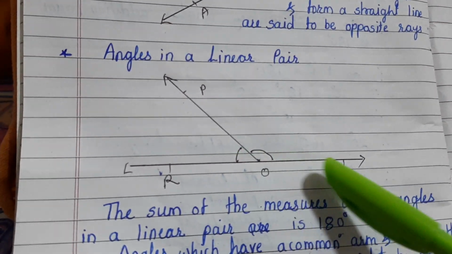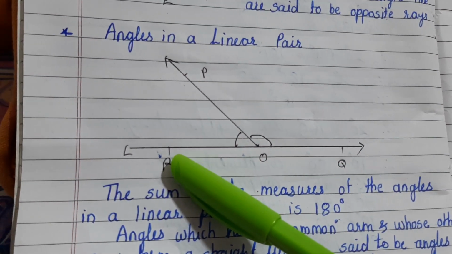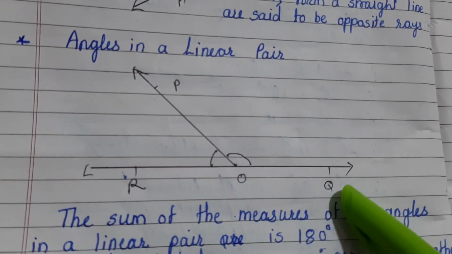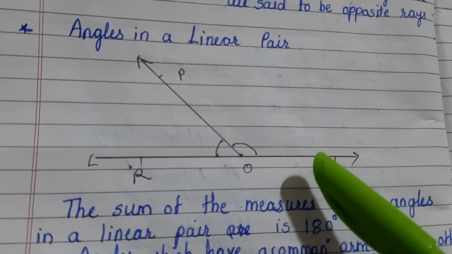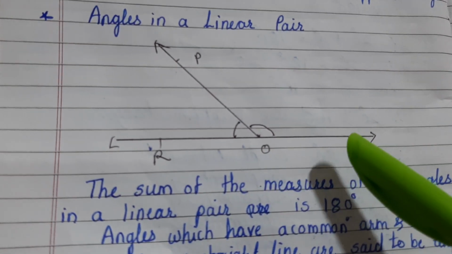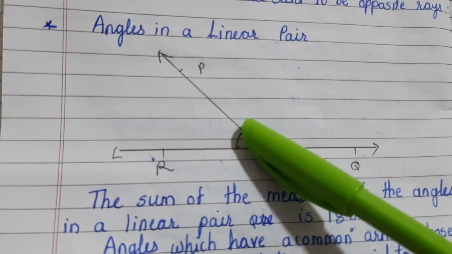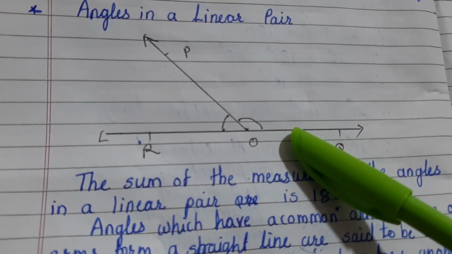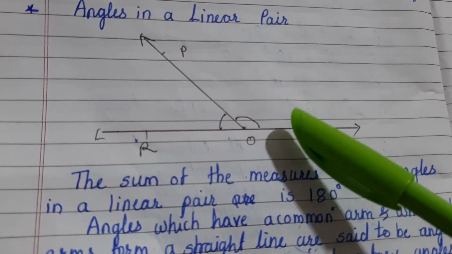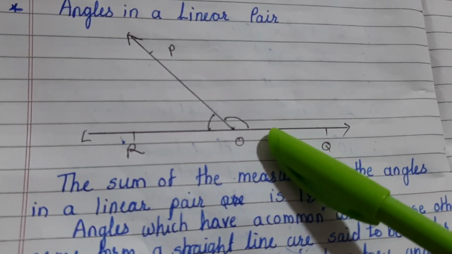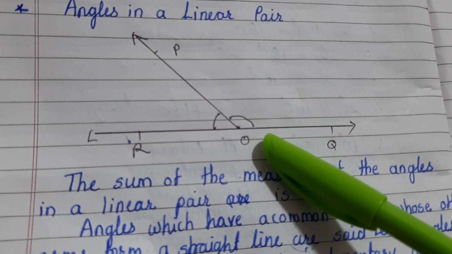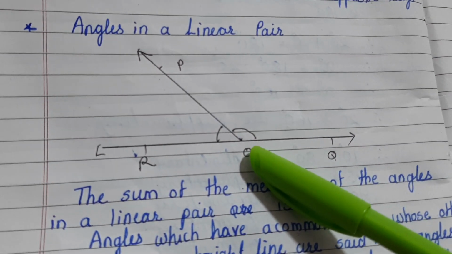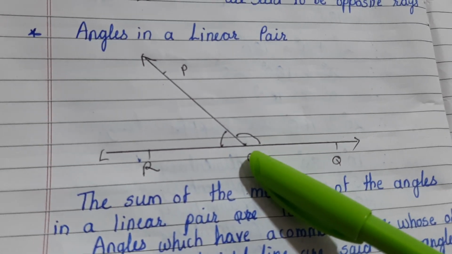Here, you can find a figure. ROP and POQ are two angles. Both angles are in a linear pair. See, this angle and this angle make 180 degrees. But not all angles which add up to 180 degrees are a linear pair. What is special about the linear pair? They have a common arm and a common vertex.